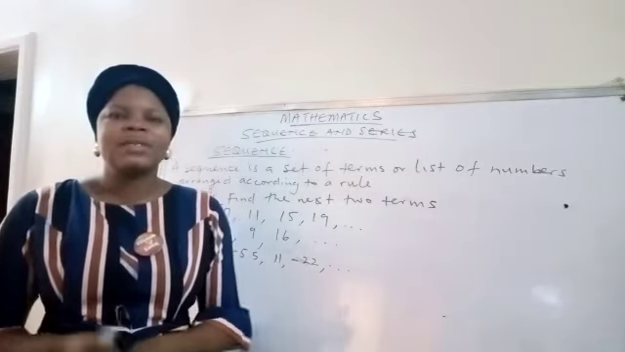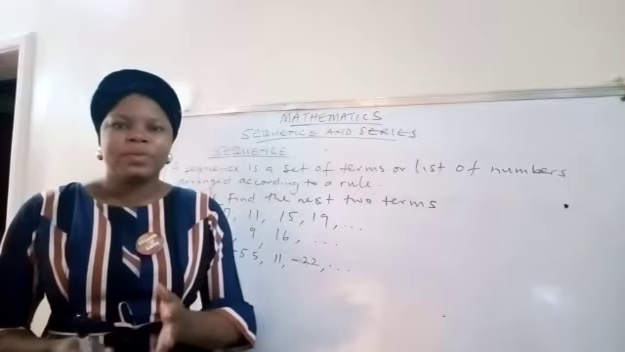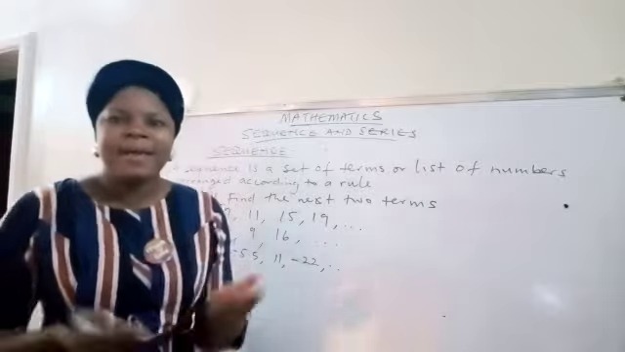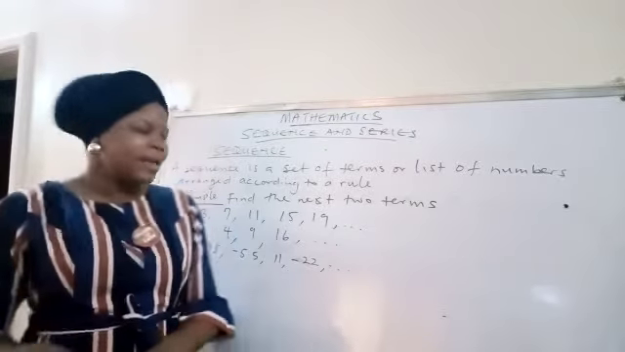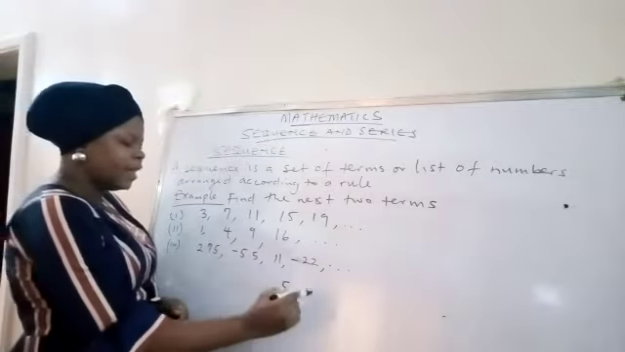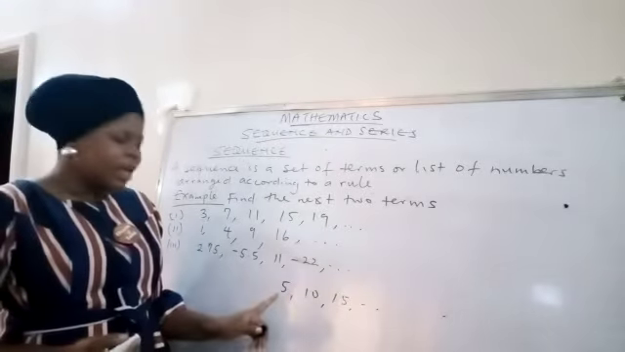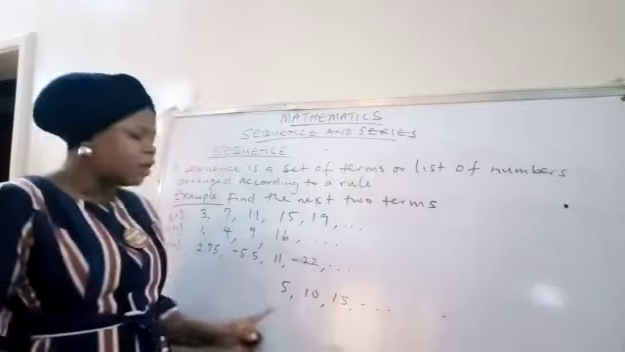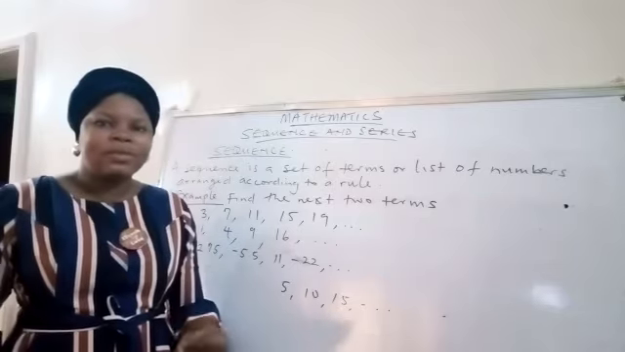Now, what if I ask you to count in 5? What will you say? You will say, I'm counting in 5. I have 5, 10, 15, 20, 25, and so on. Now, that 5, 10, 15, and so on, each number in this is known as a sequence because it's following a pattern. It's following a rule. That is, you are adding 5.